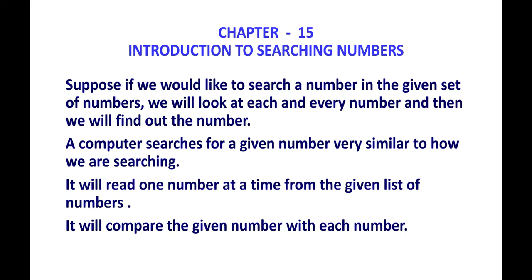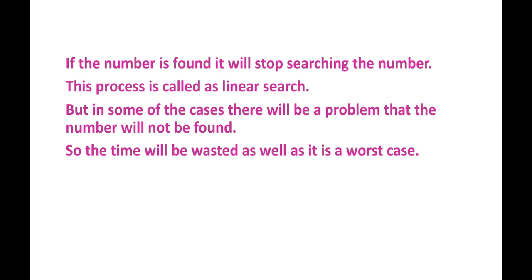So if we want to search a number in a set, we will look at each and every number. Computers also do the same thing. It reads only one number at a time. It will compare the given number with each and every number and find the number. If the number is found, it will stop searching. This process is called linear search. Suppose it wants to find the number 4. If it has reached the number 4, it will stop searching. It is called linear search.